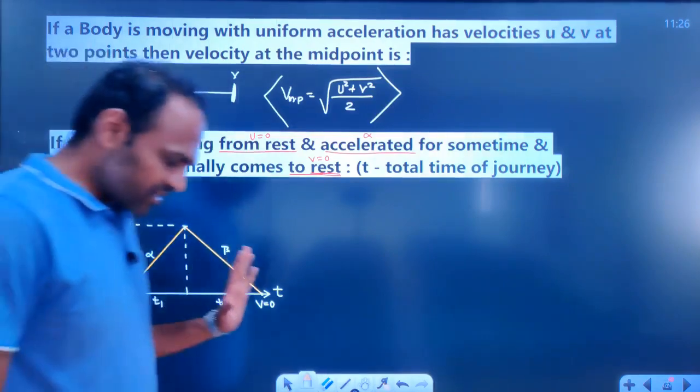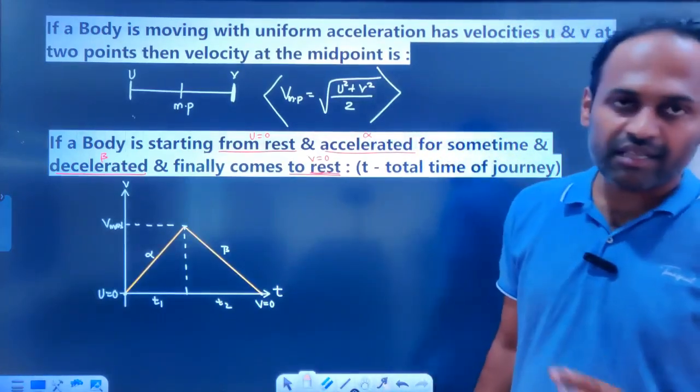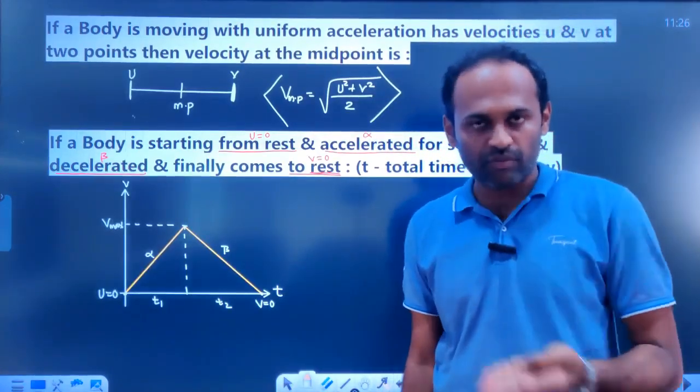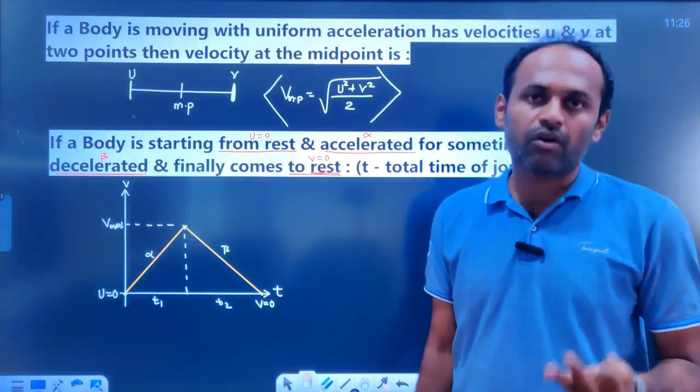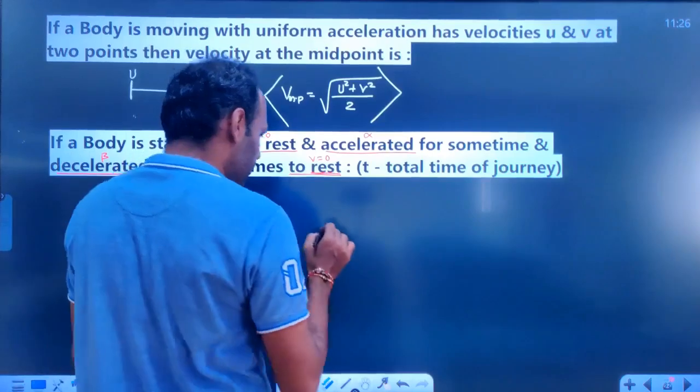So this is a general case, where accelerated and decelerated motion both come together. So in this case they will ask us maximum velocity, how much is the maximum velocity, or how much is the average velocity, or they will ask us the distance traveled. So to calculate these three things we have to use these formulas.